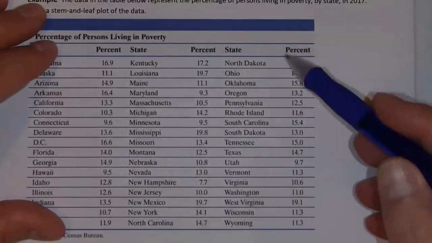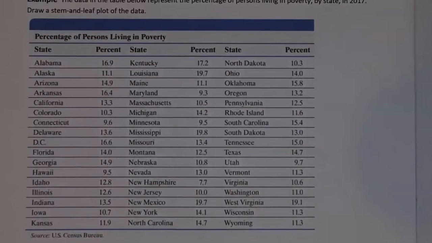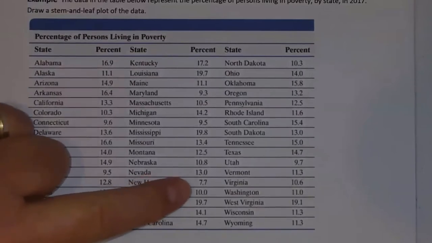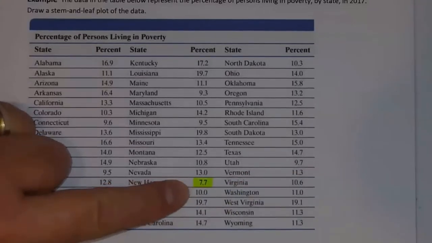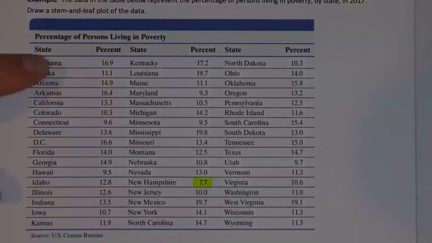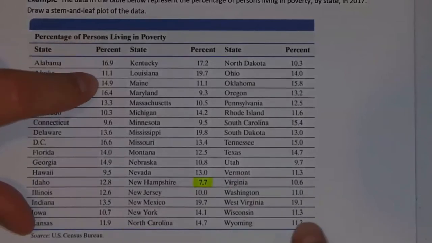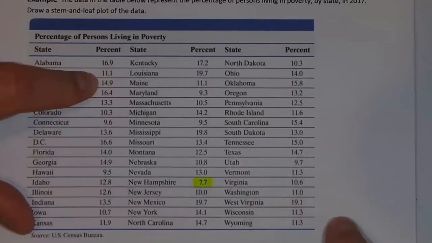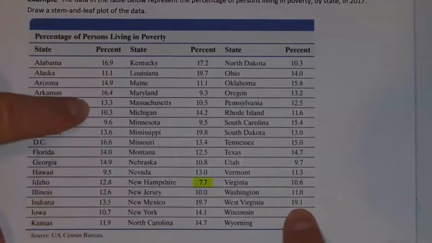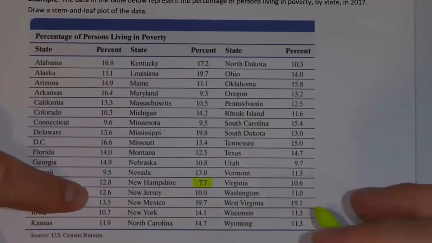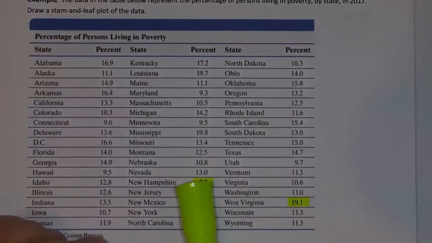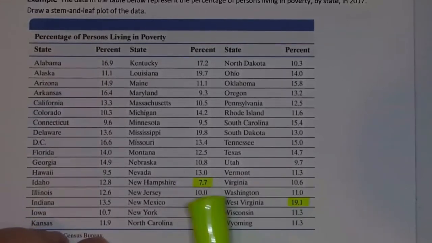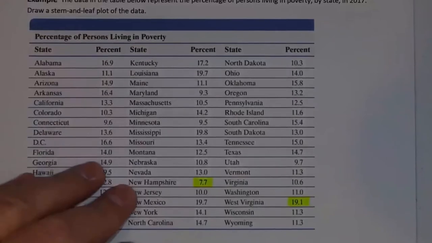If you look through this, the smallest level of poverty, I believe, is New Hampshire here, 7.7. I think that's the smallest data value. And the largest is maybe West Virginia here, 19.1. Yeah, I think that's the largest. So when I create my stem, I'm going to go from 7 to 19, and then I'm going to put the leaves in as well.